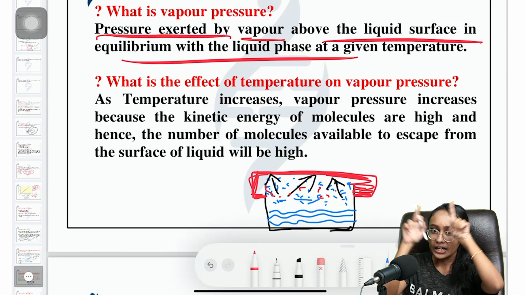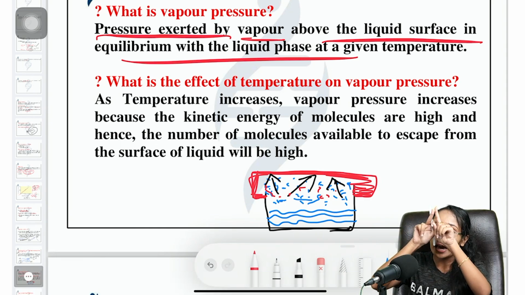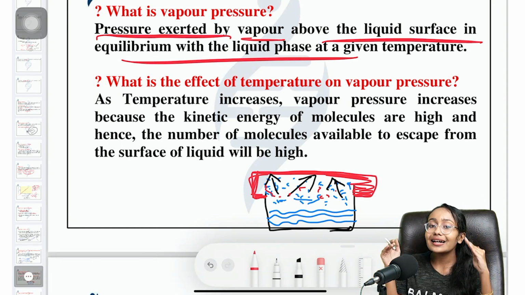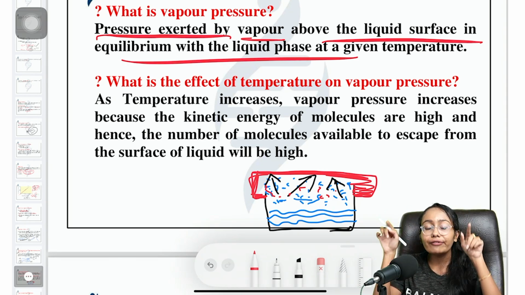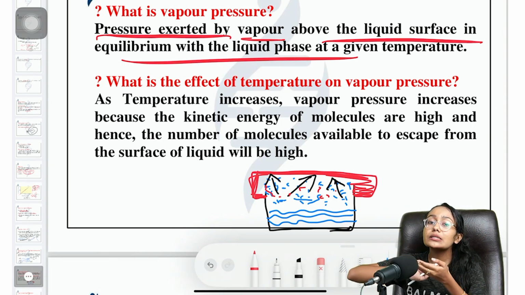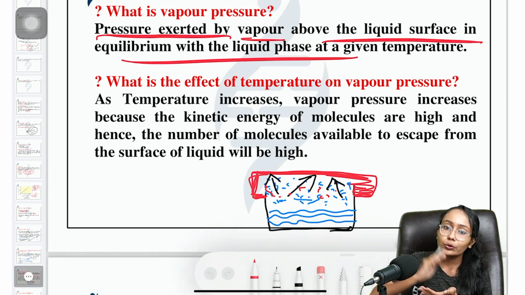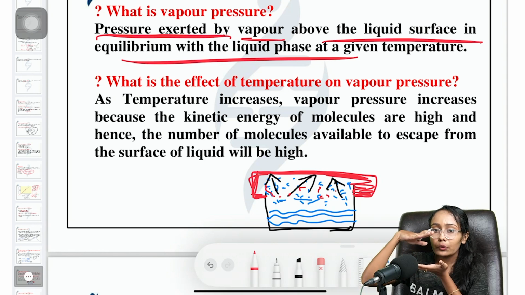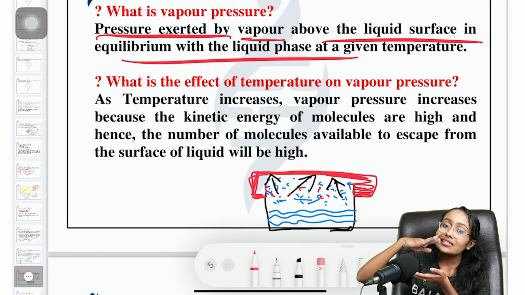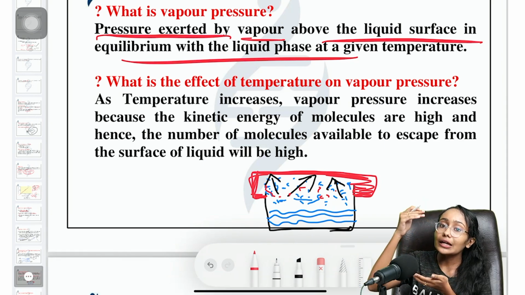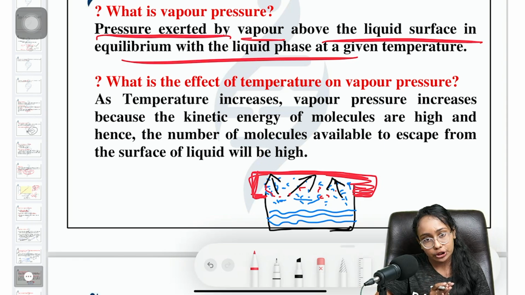When the container is closed, and I fill it with volatile liquids before closing and seal the container, the volatile liquid has a tendency to evaporate or escape. So it will form vapors all over the container, and the vapors will exert a pressure on the container. So pressure exerted by the vapor above the liquid surface. It's a volatile liquid. Above the liquid surface there will be vapor. This vapor exerts a pressure on the container or on the lid, the upper surface, and this is known as vapor pressure.